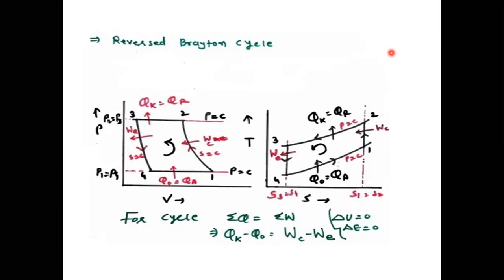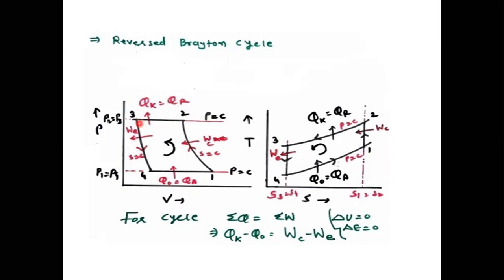You can see the reverse Brayton cycle on the PV and TS diagram. There are four processes. Process 1 to 2 is a reversible isentropic process and it's a compression process. Reversible isentropic process means adiabatic process, and compression means compression work is done on the cycle.